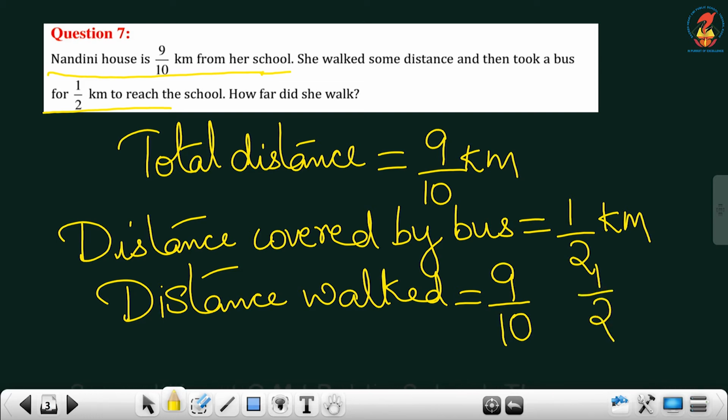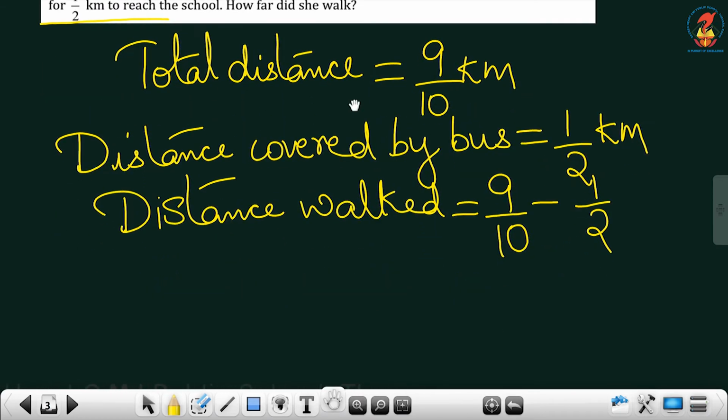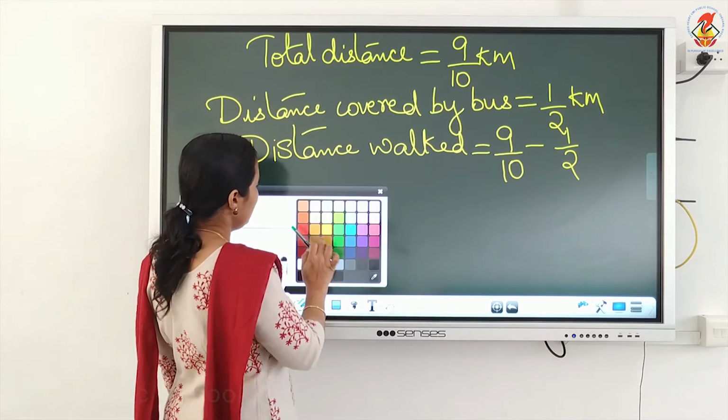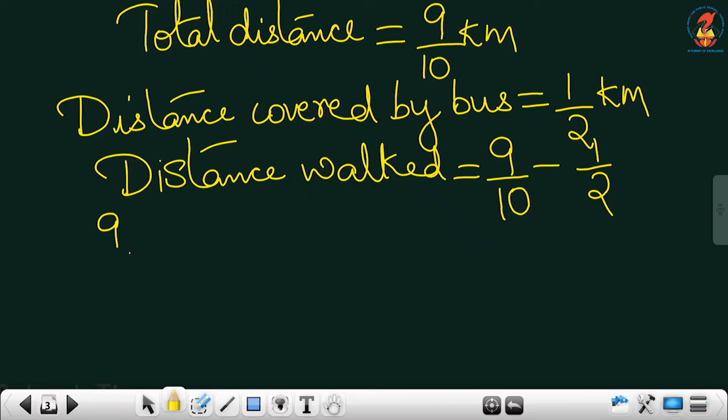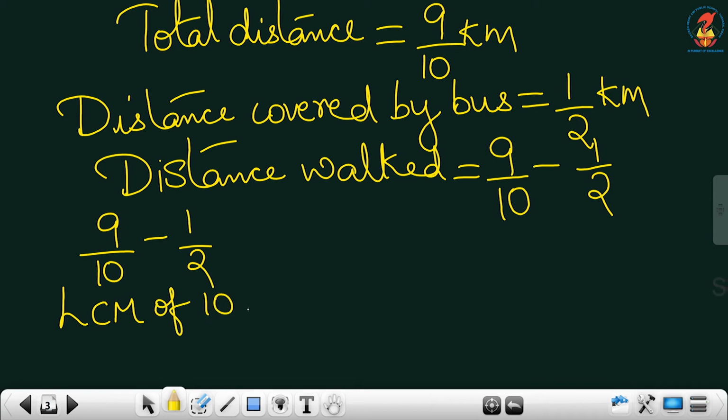So how will we find the remaining distance? You have to do subtraction. I hope the meaning of the question is clear. Again, it's a subtraction of unlike fractions. You have to find the LCM. 9 by 10 minus 1 by 2. What is the LCM of 10 and 2? It is equal to 10.